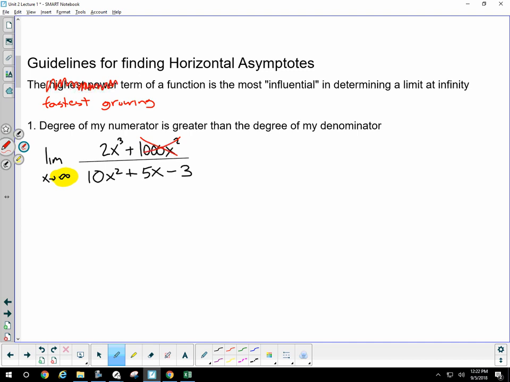But you're probably thinking, but Mr. Messner, 2x cubed, that's going to be a big number. 1,000x squared, that's going to be a big number too. When I add them together, aren't they going to react with each other and add to be a new big number? Well, let's investigate this. Let me show you that you can cross out 1,000x squared.